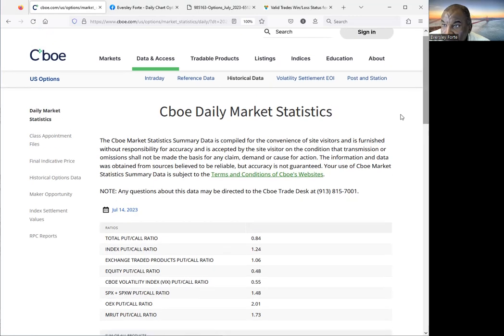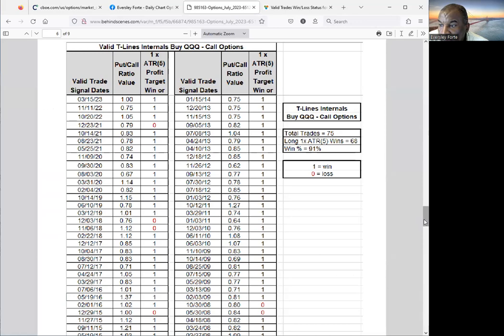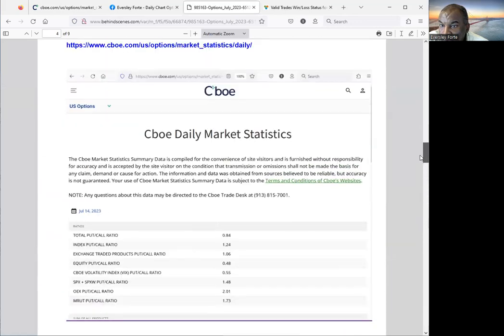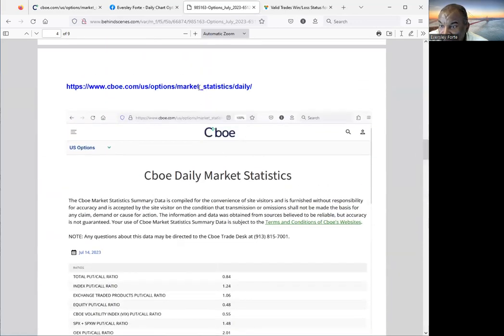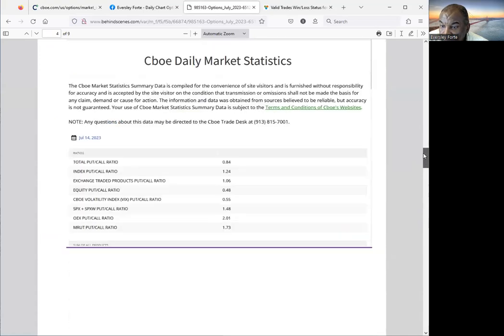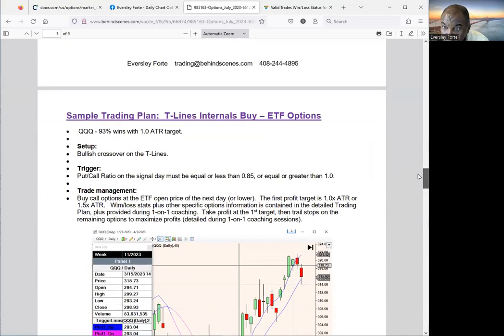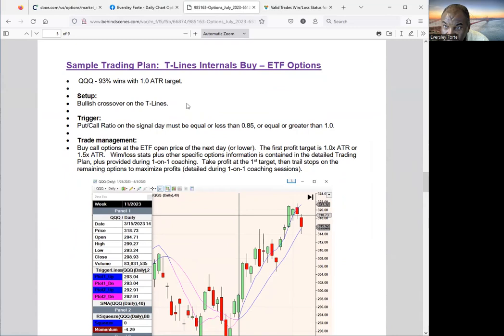In the handout, it is right here. That's the site on the handout. It's a screenshot from the website. Sample trading plan to show you.